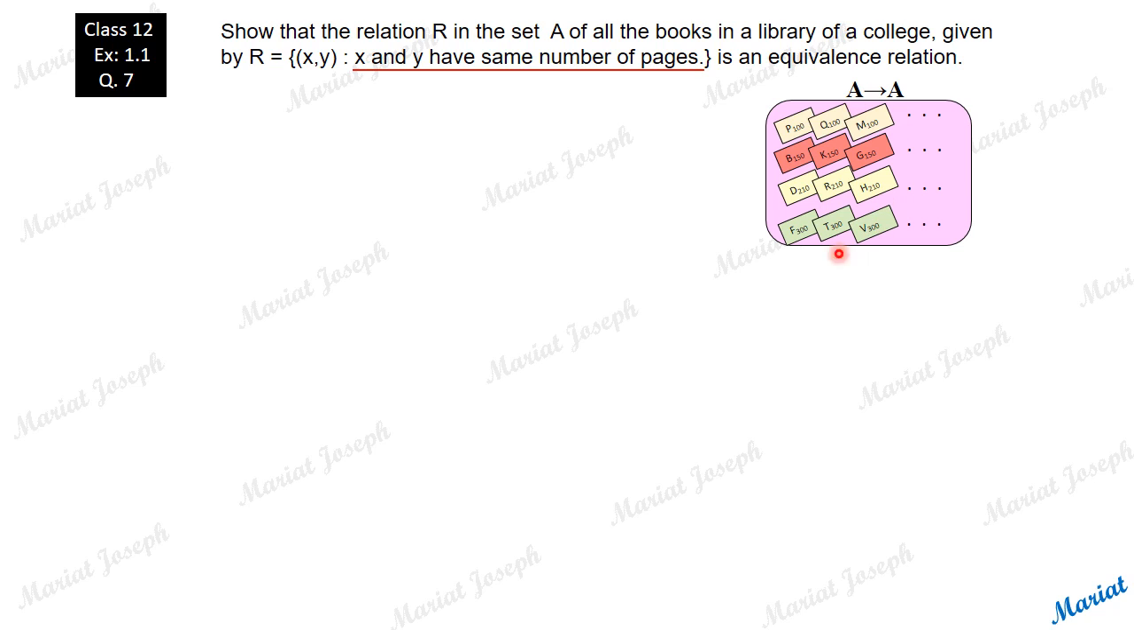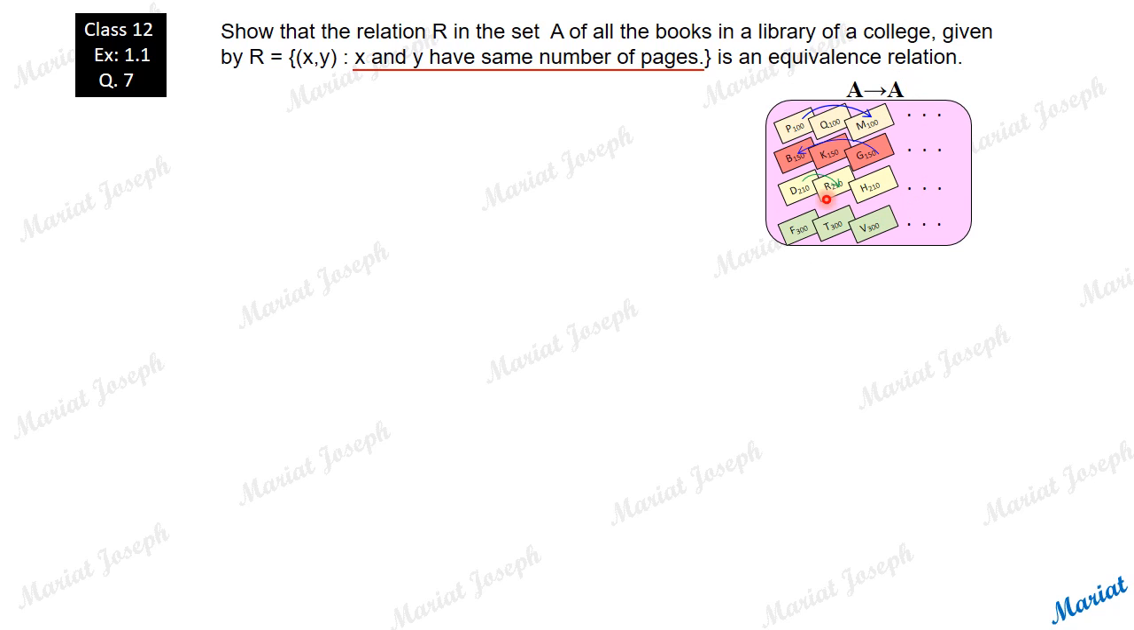This time the set given to us is the set of all books in a college. In a college library there are so many books. That is the set given to us. And a relation is defined from this set to the same set, A to A.